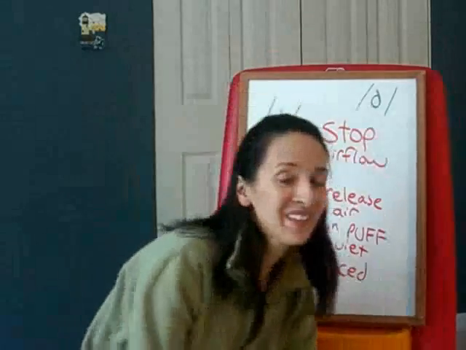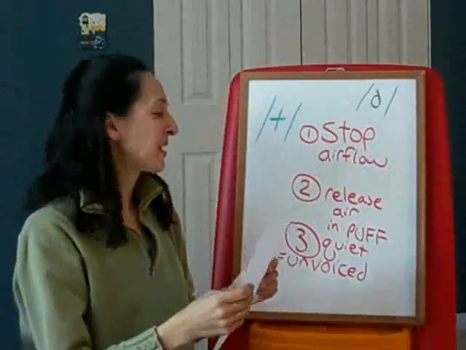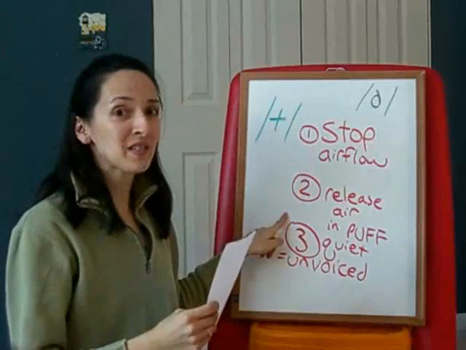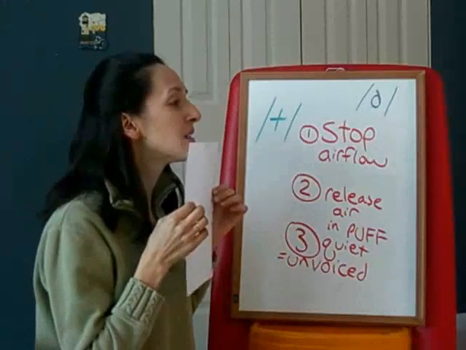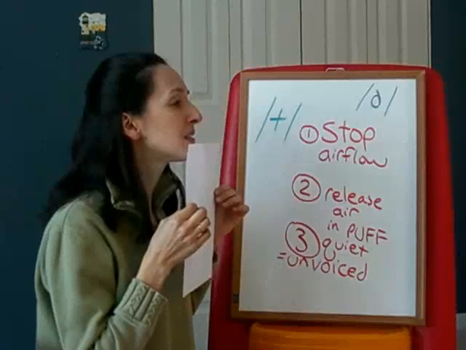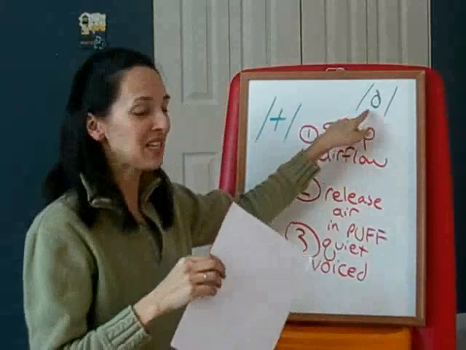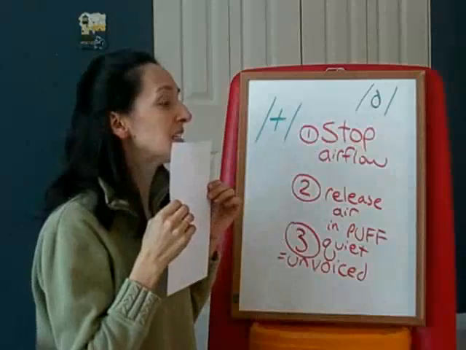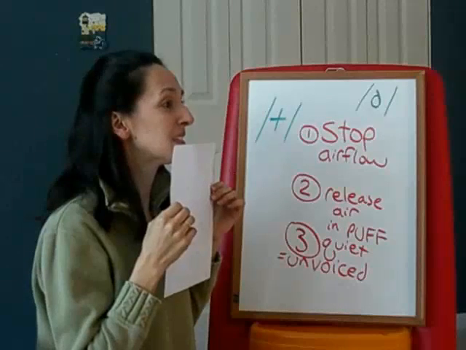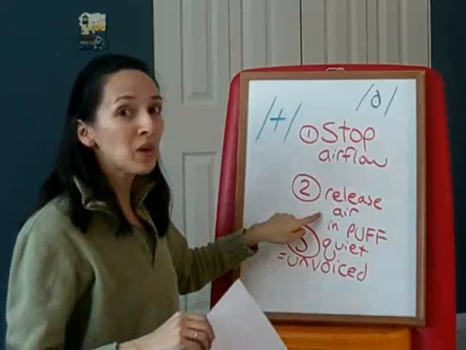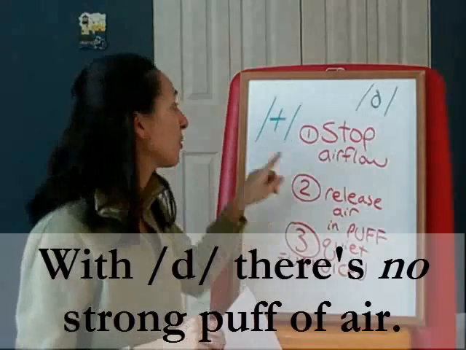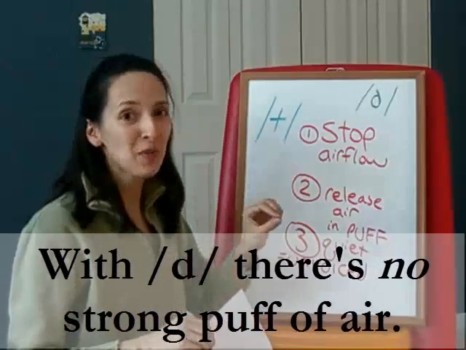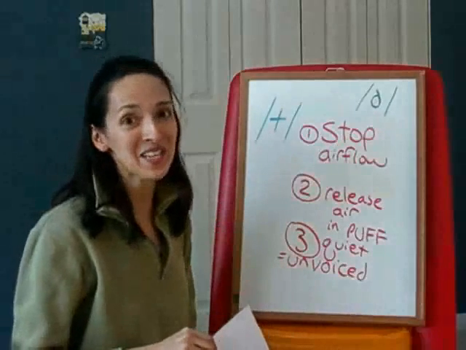Also, take that piece of paper again and watch the difference. Now, here's the T. T, t, t. Here's the D. D, d, d. There is more air released. There's a puff, a strong puff with the T. That strong puff is not present with the D.